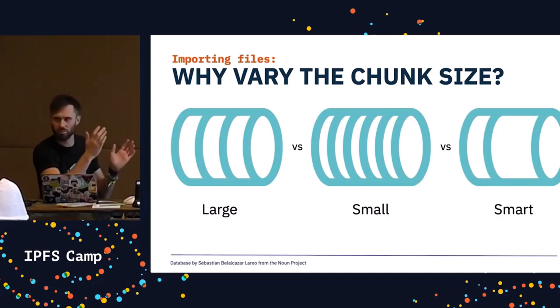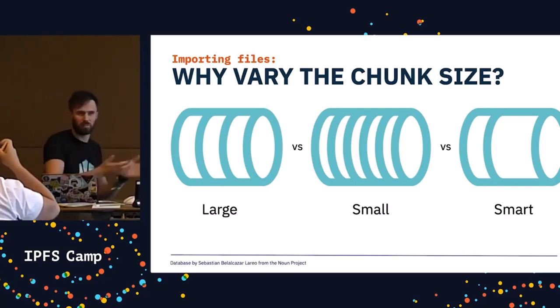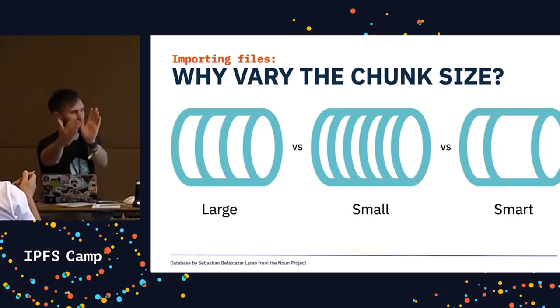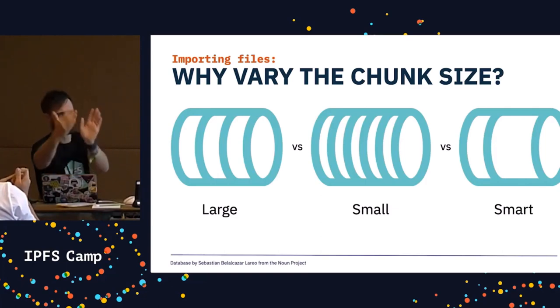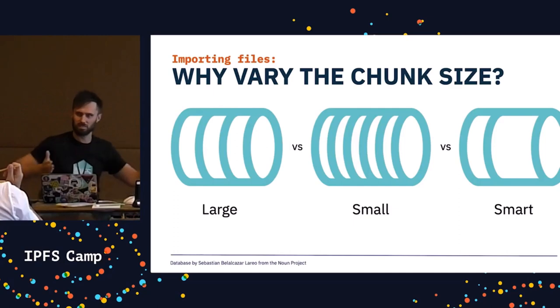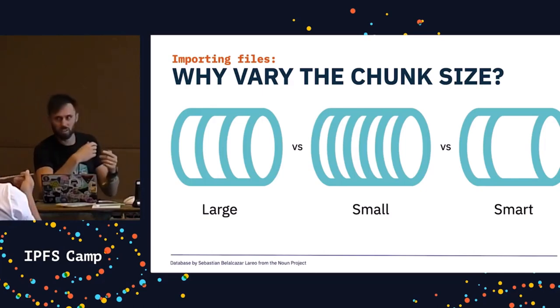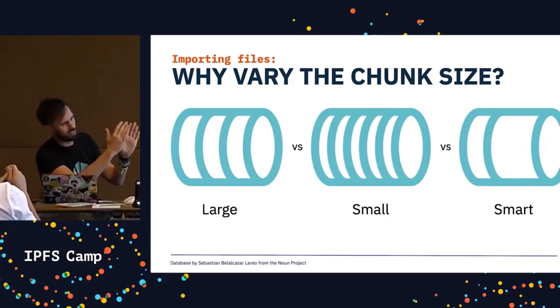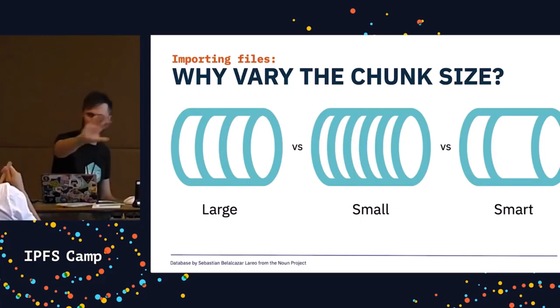cleverly chunks the file so that if you add data in the middle, it doesn't throw off all of your chunks. The problem with fixed chunk sizes is that if you add a bit of data in the middle, it throws off the rest of the chunks, and those chunks are now different, so the deduping is not necessarily as good. If you use a smart chunker, which will take that into account, maybe give you a chunk that's a little bit bigger for that data, then you can keep the same chunks that you had before for the rest of the file.